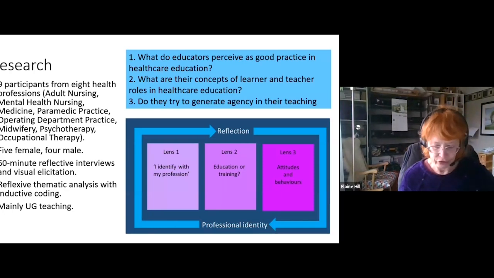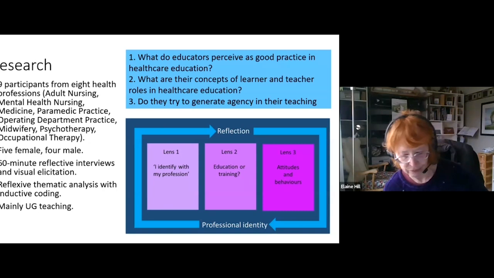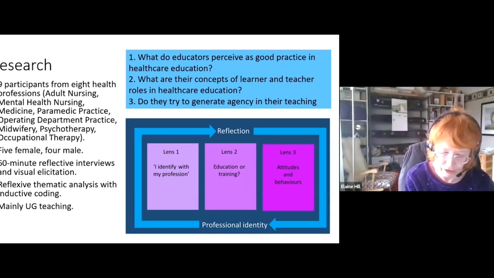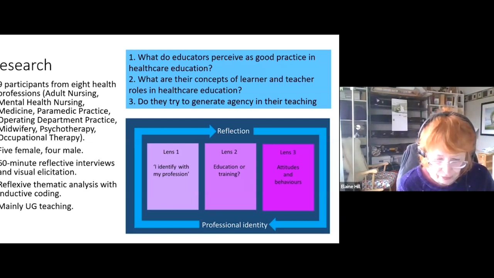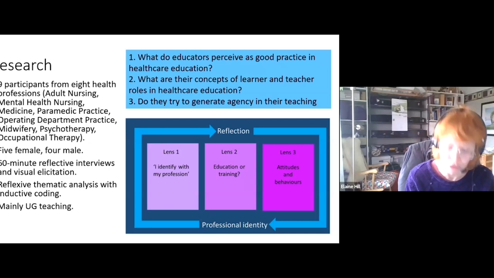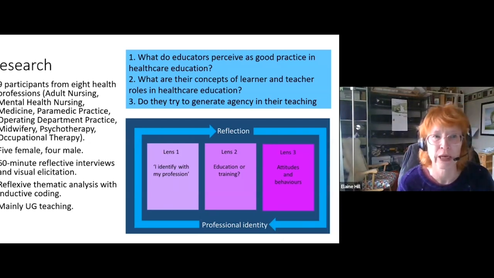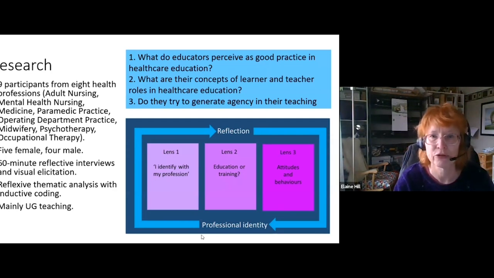The piece of research that I want to delve into was done last year between August and December 2023. It involved me interviewing 9 participants from 8 different health professions. I've listed the professions on there. The one I will explain that you may not have met is operating department practice.